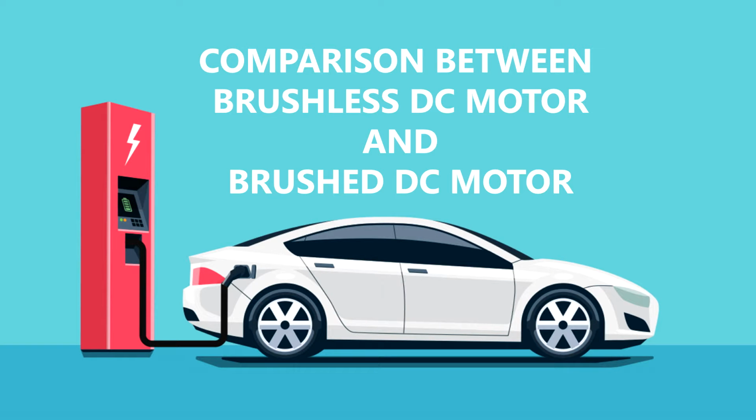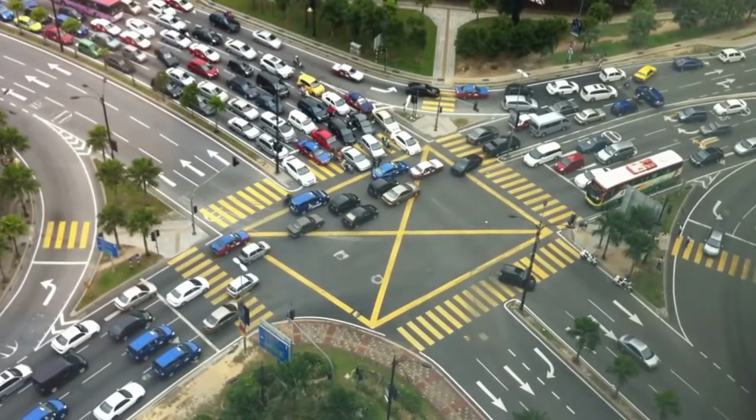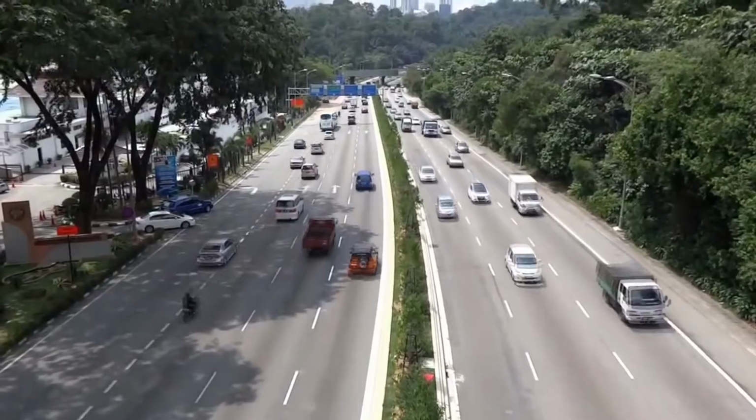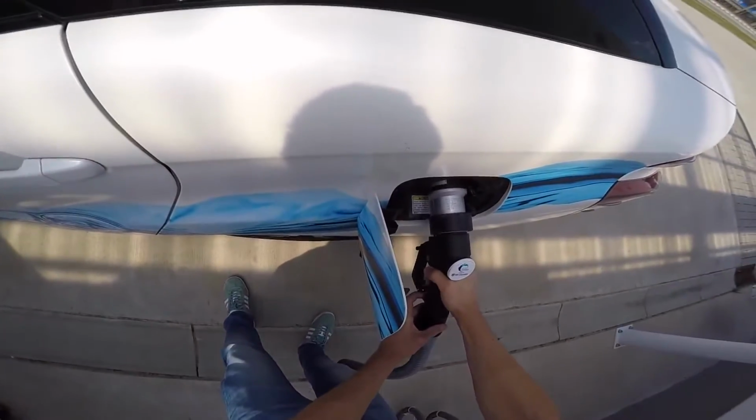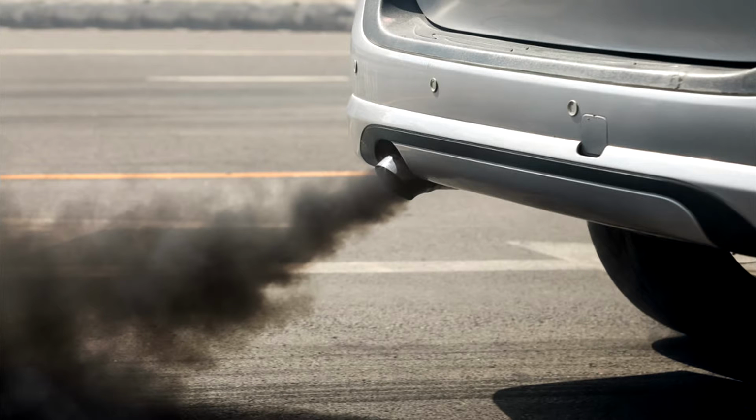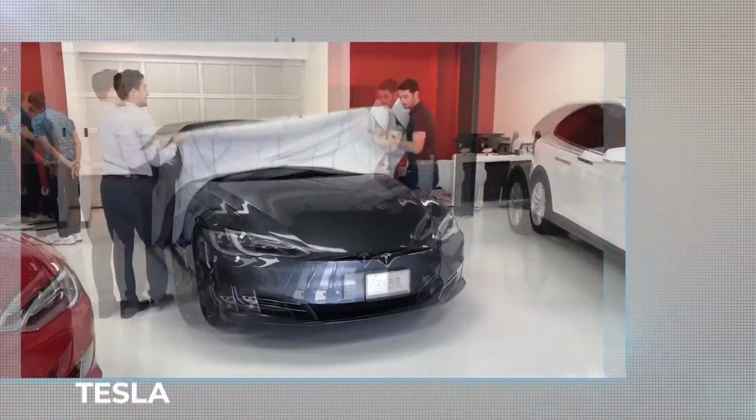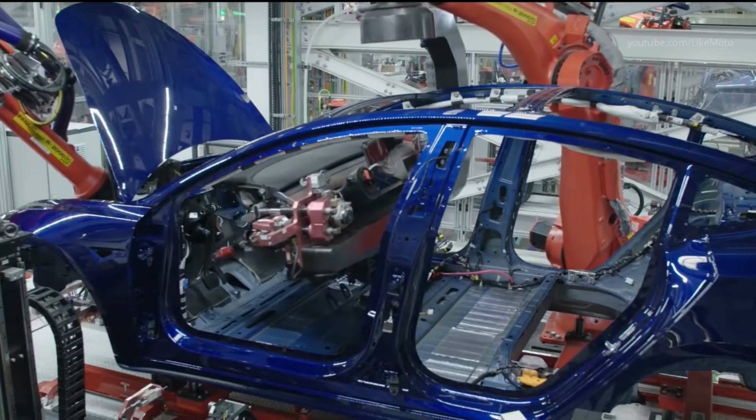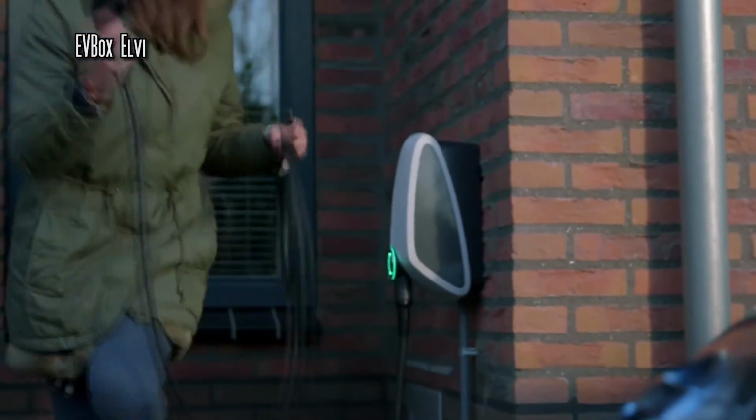For this project, we have decided to make a comparison between brushless DC motor and brush DC motor. In Malaysia, most automobiles are powered by internal combustion engines that use gas or diesel, which will eventually release carbon dioxide that is bad for the environment. One of the best alternatives is replacing the old combustion engine vehicle with electric cars. Electric cars produce zero emission, so they don't contribute to air pollution at all.